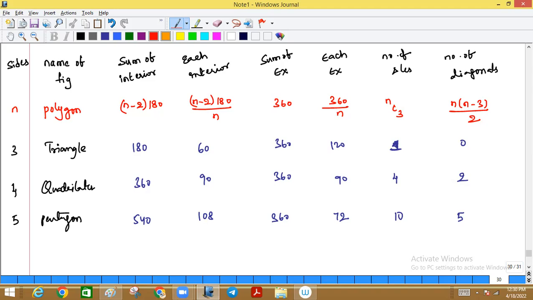What is the only figure for which sum of interior is equal to sum of exterior? Quadrilateral. Quadrilateral is the only figure where sum of interior is equal to sum of exterior. Each interior is equal to each exterior also. 90 and 90, no? Okay. Before quadrilateral, for a triangle, interior is less, exterior is more. But after quadrilateral, exterior is less, interior is more. So the moment I give you the interior or exterior angle, you should be able to recognize the number of sides quickly. That's the whole point.